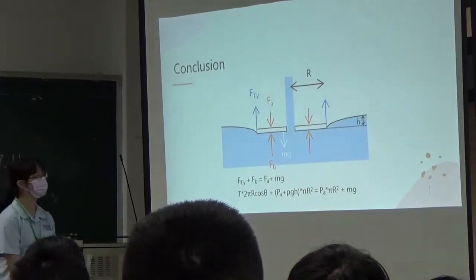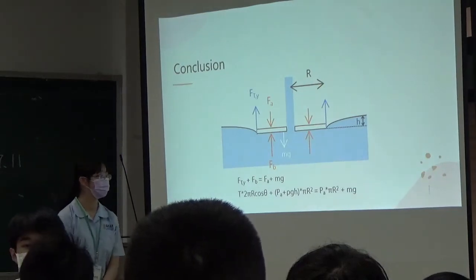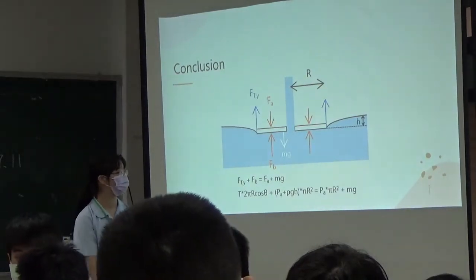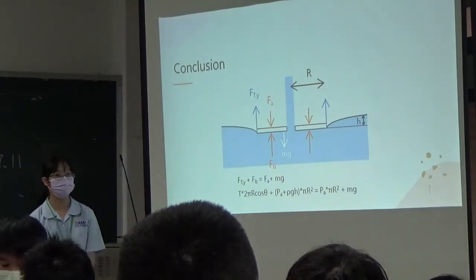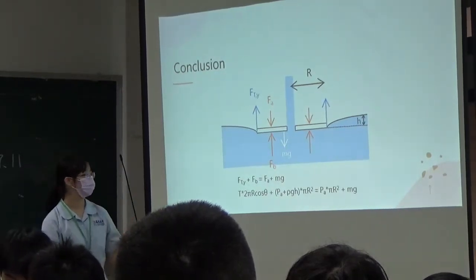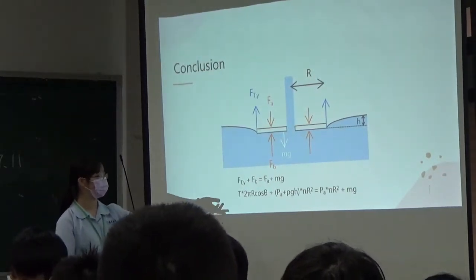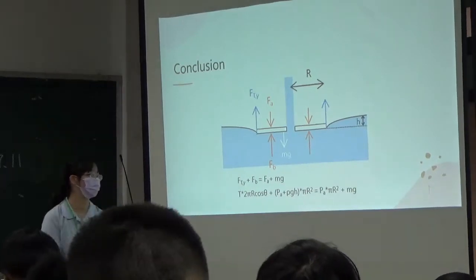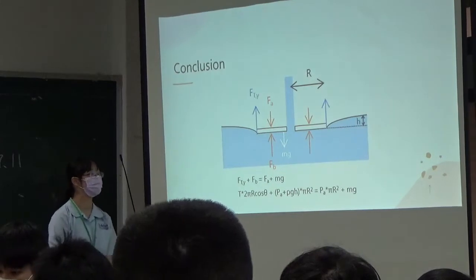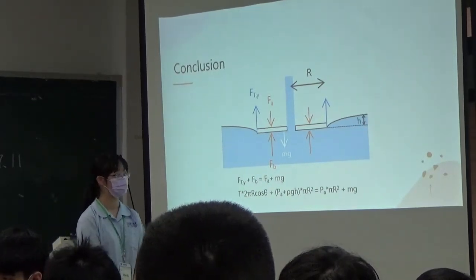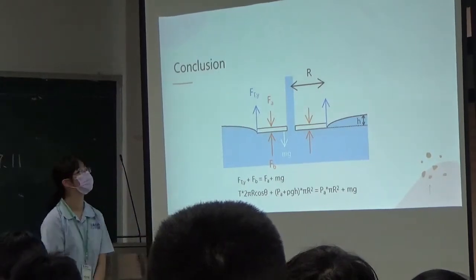So here's my conclusion. The upward force should be the same as the downward force. So Fty plus Fb should be the same as Fa plus Mg. So we put the formula that we just derived into this formula, then we can get the final one. T times 2 pi r times cosine theta plus Pa plus rho g h times pi r squared would be the same as Pa times pi r squared plus Mg.